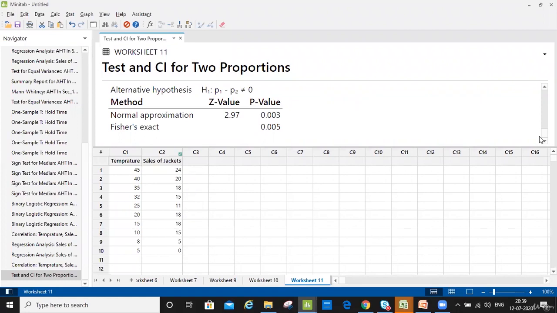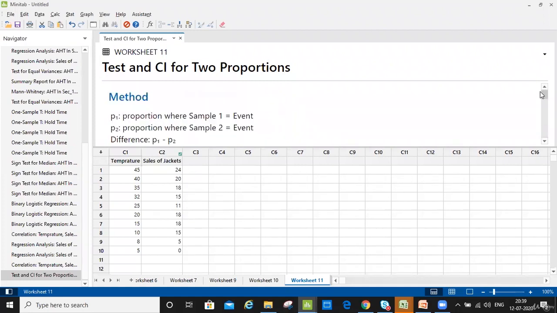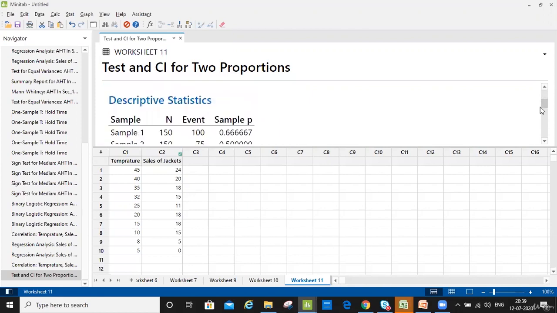Usually in more than 90% of cases, these values are in the same direction. Either it shows alternate, or it shows null. There's a very rare scenario wherein it shows two different values. In that case, we give the benefit of doubt to the value which is lesser, which says that there is a significant difference between the previous performance and the new performance. So that's what I can do with the help of the two proportion test.